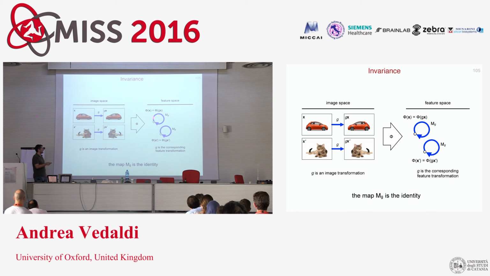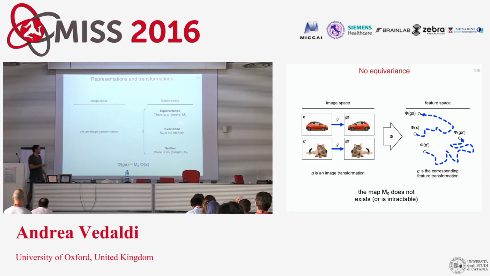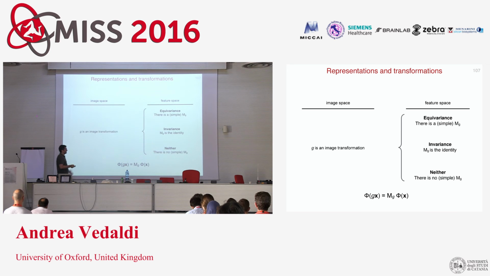Sometimes this map can also be the identity. That means that there is no difference in the representation of left car and right car. Maybe it's something useful, maybe something that's not useful. Sometimes the mapping does not exist, or if it exists, it's just intractable. All right. So basically, we have three cases. There is a simple mapping, the mapping could be the identity, or there is no hope of finding a simple mapping that satisfies this equation.